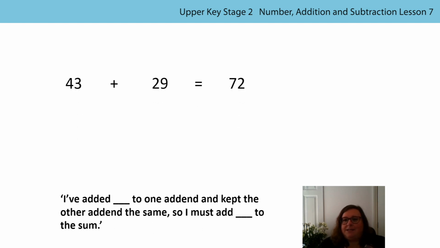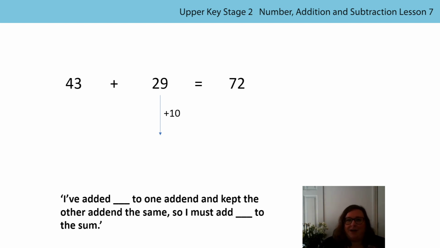43 add 29 is equal to 72. But what would happen if I increased one addend by 10? What will happen to the sum? Well, let's have a think. I'm adding 10, so my ones digit isn't going to change, but my tens digit is going to change by 1 ten.